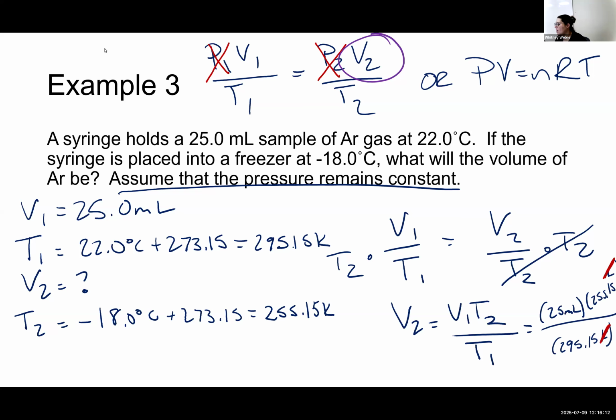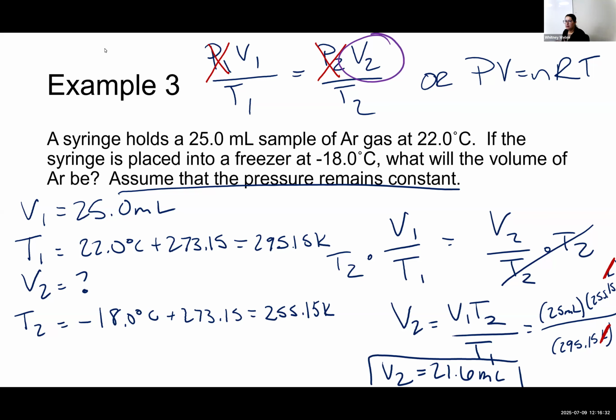If it was to say, what is the volume in liters, just double check and make sure you read the question thoroughly, because that would be one additional step. So V2 is 21.6 milliliters. Make sure my math is correct, I'd appreciate it, just because I am human.